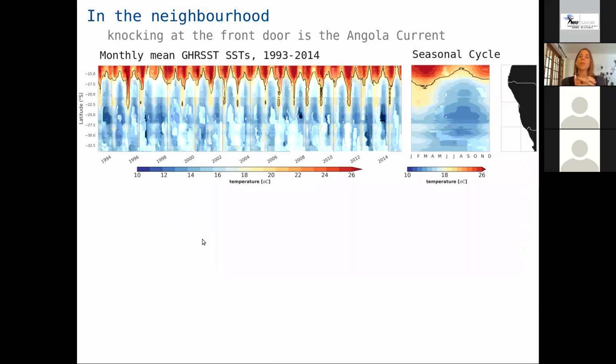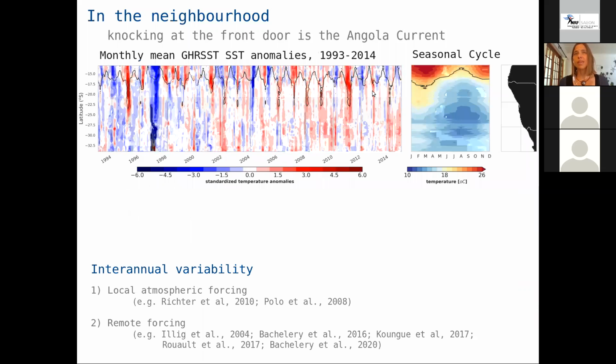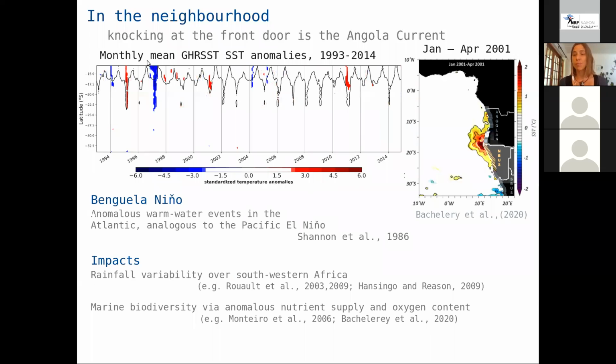Right, so this Angola current actually every few years, typically it's a decadal cycle, 5 to 10 years, extends much further into the northern Benguela system, producing fairly extreme anomalies that you can see here and here and here and here as these red blobs in the northern Benguela system. Now, when these anomalies persist for 2 to 3 months and are greater than about 3 degrees Celsius, they are called Benguela Nino events.